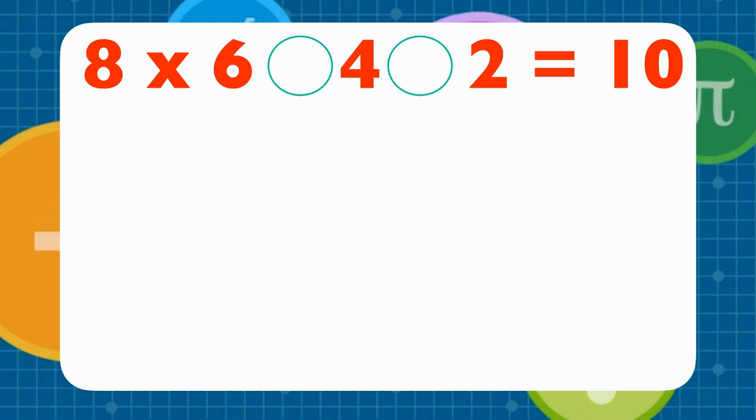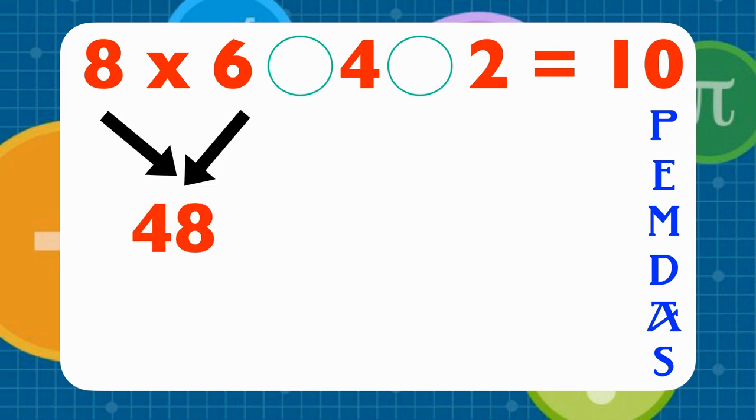This is putting your brain in tip-top shape. Remember, because there is going to be more than one operation, we're going to have to use PEMDAS. Let's do what we know first. We have 8 times 6, which is 48.